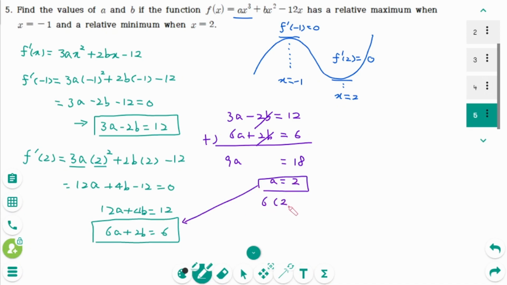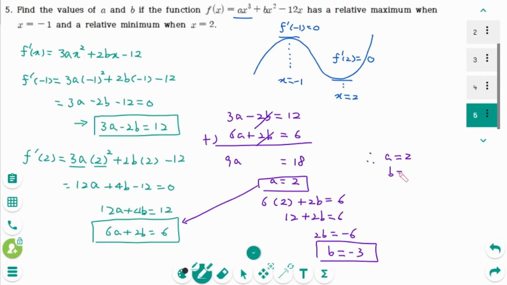6 times a, which is 2, plus 2b equals 6. 12 plus 2b equals 6. Then 2b equals minus 6. b equals minus 3. So a equals 2, b equals minus 3.